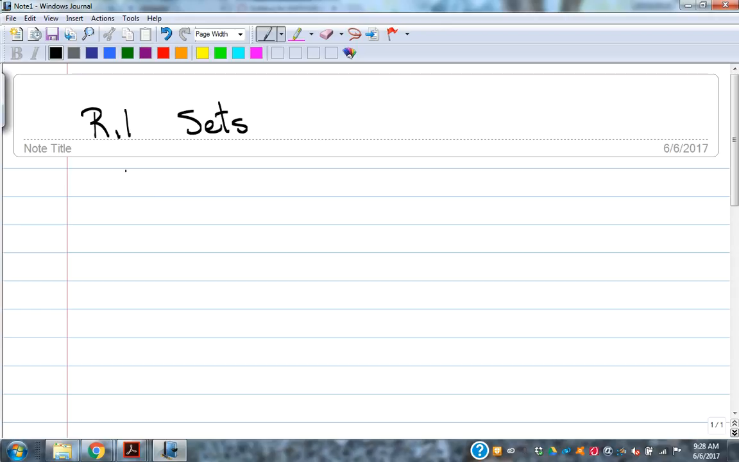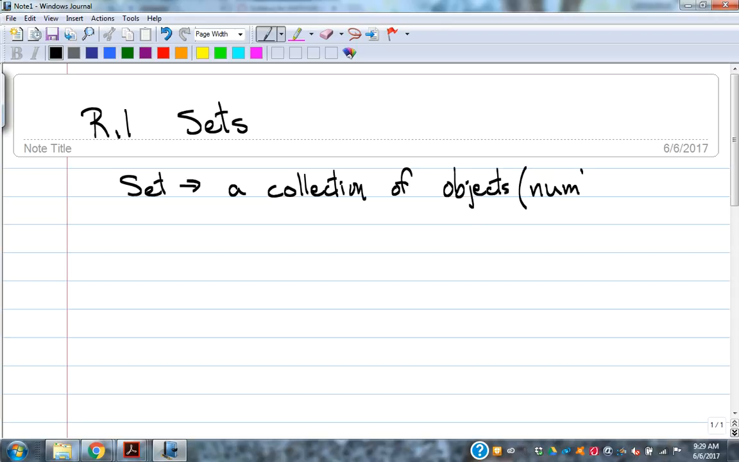So let's just start with talking about sets. And first thing we want to do is define what is a set. A set is a collection of objects. In our case, we're going to be talking about a collection of numbers, various collections of numbers.